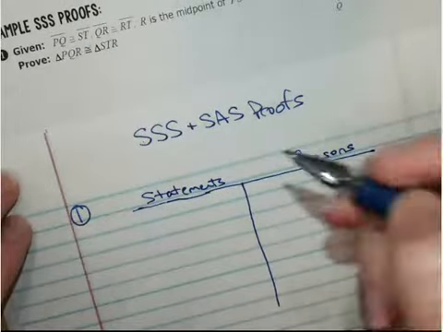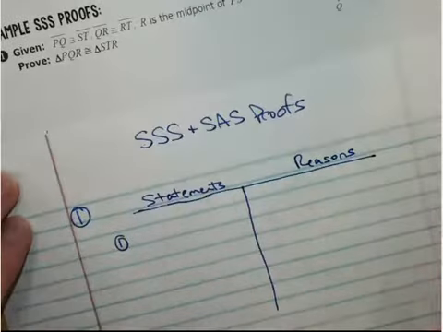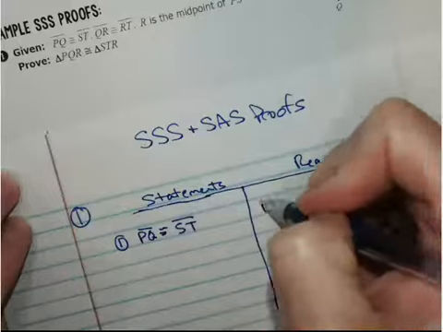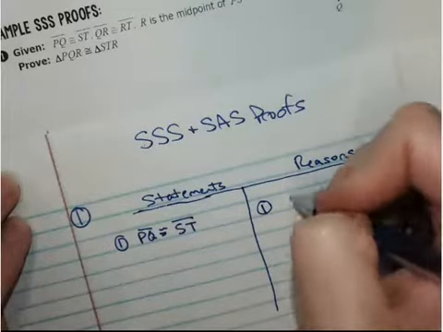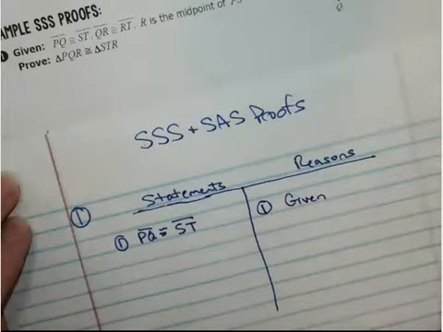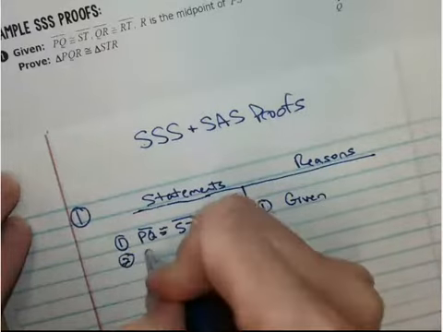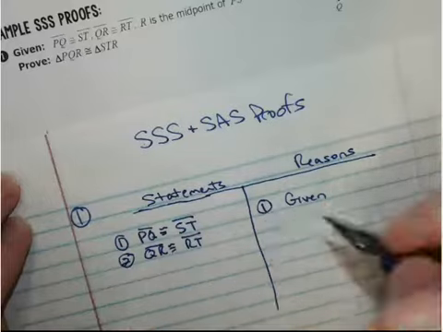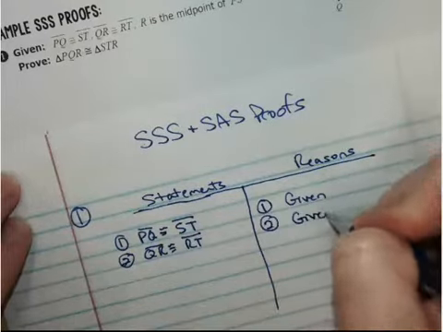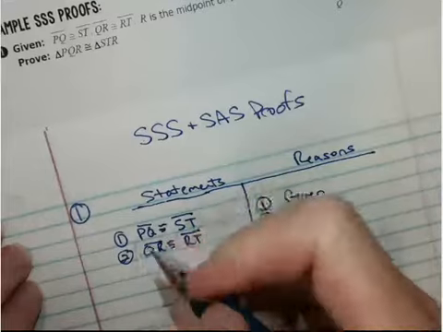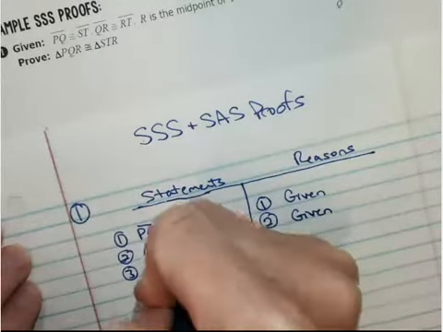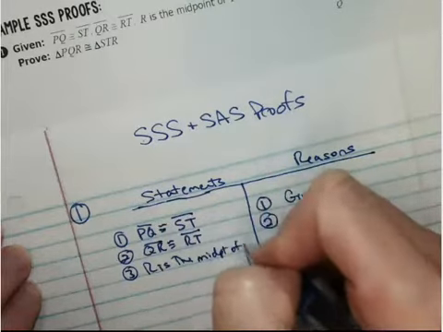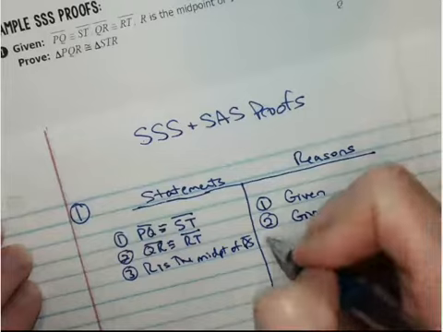We always want to just start putting our given statements, right? So 1, it tells us that PQ is congruent to ST. Remember, we're going to number both sides, so that is given. The next thing they tell us is that QR is congruent to RT, and that was given as well. Now, the third thing that they tell us is that R is the midpoint of PS, and that was given.